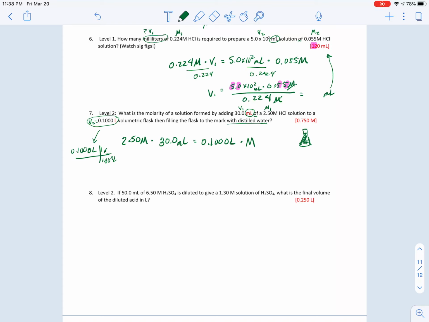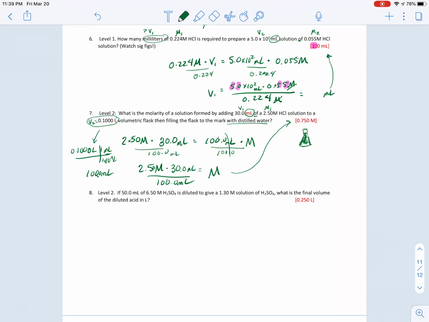If you can't, it's the liters times 1 times 10 to the minus third liters in 1 milliliter. That's going to give you 100.0 milliliters. So I need to change this number and make it 100.0 milliliters. Now I should be good. Divide both sides by the 100.0. 2.5 molarity times my 30.0 milliliters divided by 100.0 milliliters.